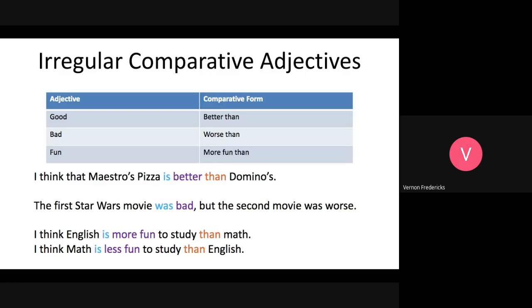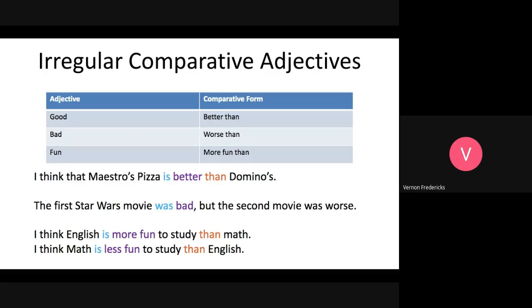The next example is: the first Star Wars movie was bad, but the second movie was worse. Let's go to the next example. I think English is more fun to study than math. I think math is less fun to study than English.